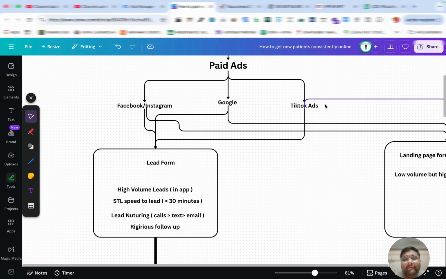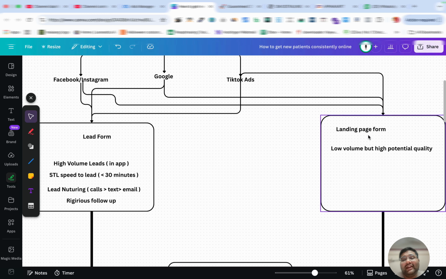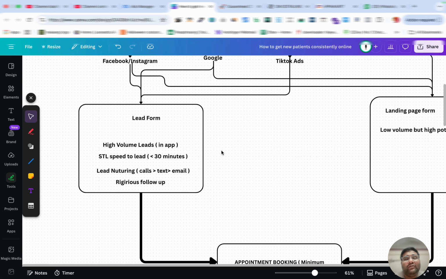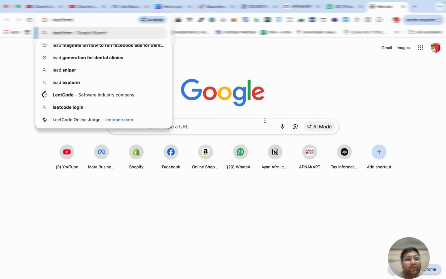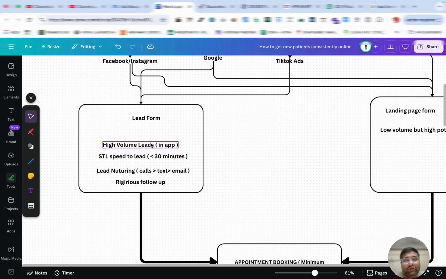Under Facebook ads, we have two ways to collect the people who are interested in a particular treatment. One is a lead form, another is a landing page form. A lead form means if someone sees an ad on Google or Facebook and clicks on it, they will get a form like this. Here they will fill in the information requested by the advertiser. The benefit is that it is inside the app, so people will submit the information without any friction. You will get more leads, but the quality of leads is less when compared to a landing page.